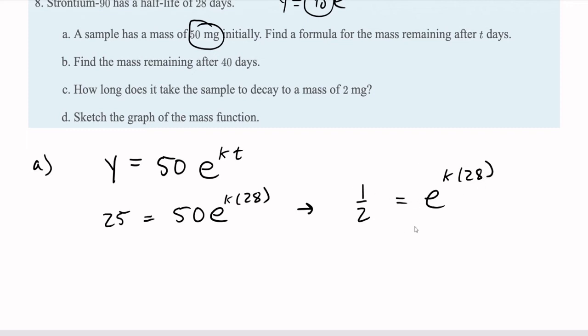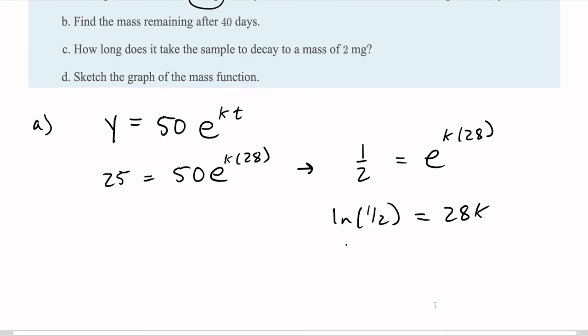And I want you to focus on this because this is something that might be useful in the future. Look, it didn't matter what numbers I started with. I could have made this 1,000,000 milligrams. I'm going to divide and end up with 1/2 equals this. So just kind of think about that a little bit. Then I'm going to log 28k, and then I'm going to divide. So altogether, I'm going to get that k is natural log of 1/2 over 28.